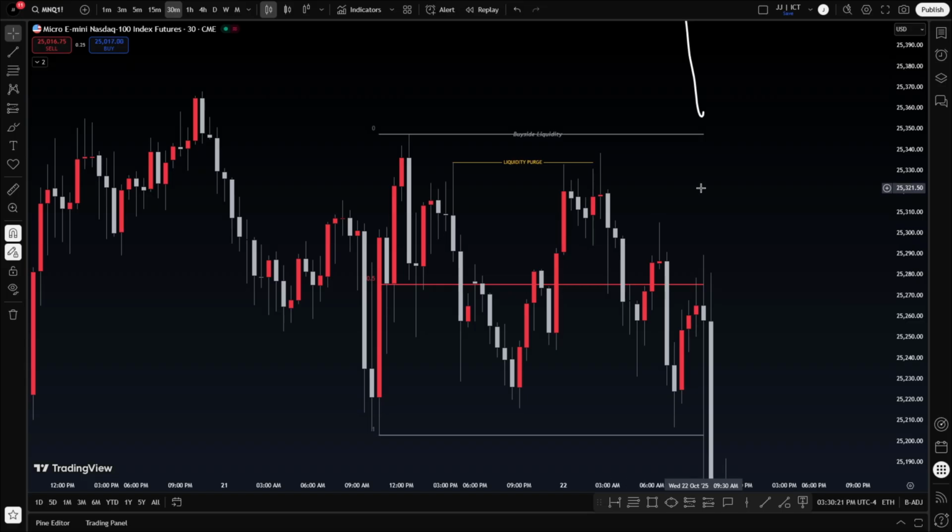So in the future, once you learn enough confluences to where you can actually predict the manipulation, that's how you're going to get your anticipation. I still cannot say that word, bro.